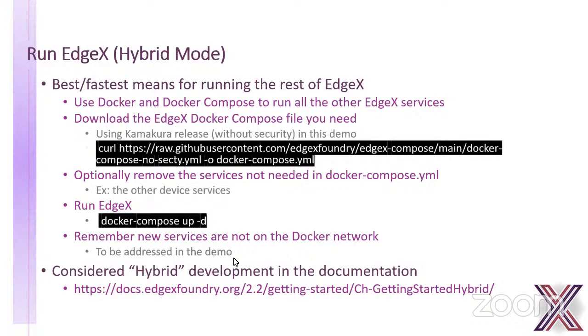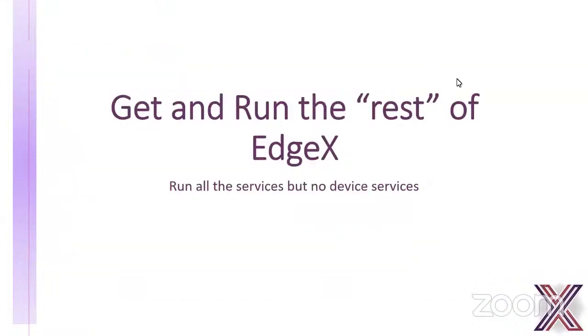If you're wondering more about how to set up a hybrid development mode, even maybe doing so outside of building a device service, there is a hybrid development page inside of our documentation that'll help you with this, because you may find that there are other environments whereby you want to work on a piece of EdgeX outside of Docker, but you want everything else to run in Docker. This hybrid development page will help you with that. So let's take a look at how we get and run, quote unquote, the rest of EdgeX, and then we'll start building a device service.